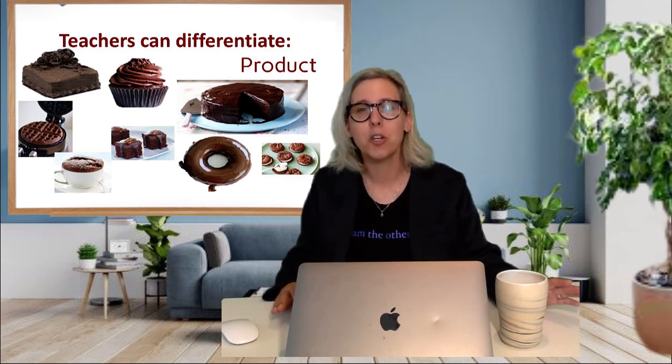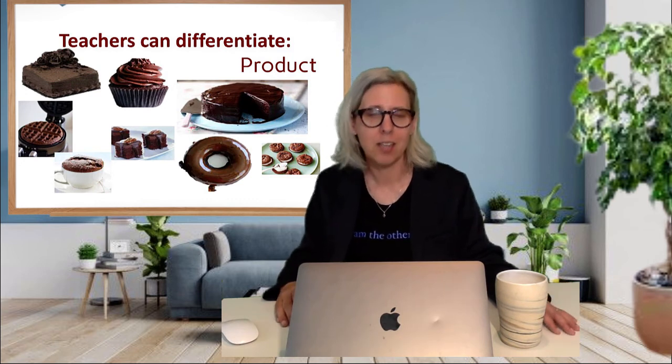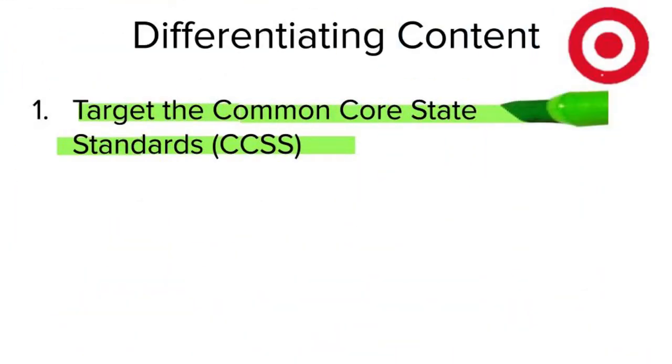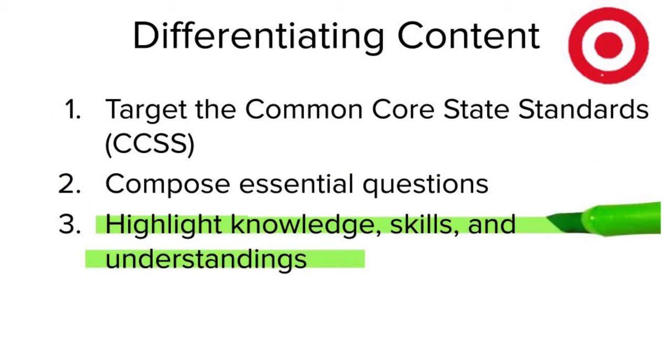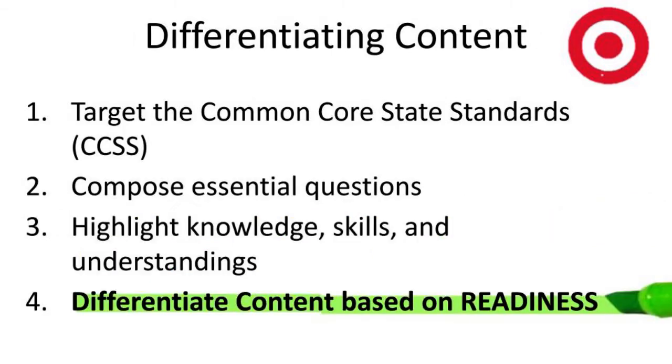So let's look a little bit more closely at each of those. We'll start with the content. When we're differentiating content, we start by targeting the Common Core state standards. Then we compose our essential questions. That is, what is it that our students have to know before moving on? Third, we highlight the knowledge, skills, and understandings that are necessary. And fourth, that's when we differentiate content based on their readiness.